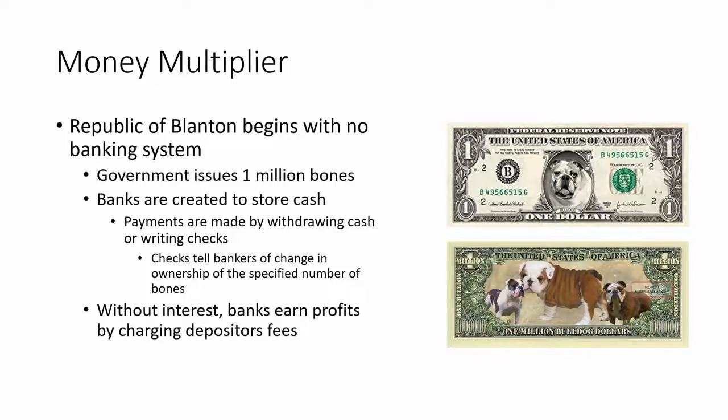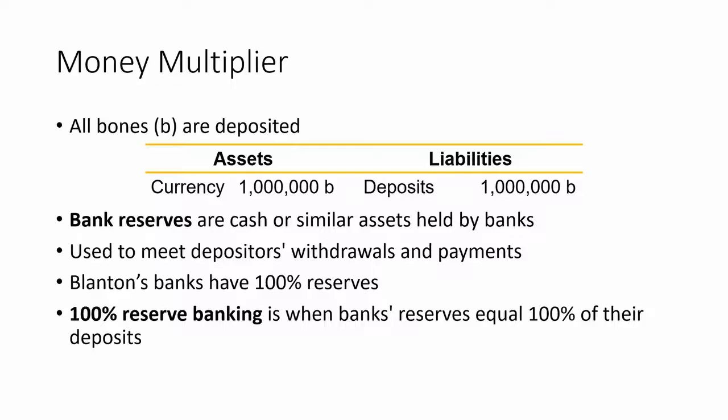And banks are then created, and they're going to store cash. So if you've got a bunch of bones you've collected, you don't want to bury them in your backyard, you want to save them in the bank. Payments are made by withdrawing cash or by writing checks, which work just the same way they work here. You can write a check, and somebody else will take it, and money will be transferred from your account to their account. Without interest, banks can earn profit from depositors' fees. So they're not going to earn interest on the money you deposit.